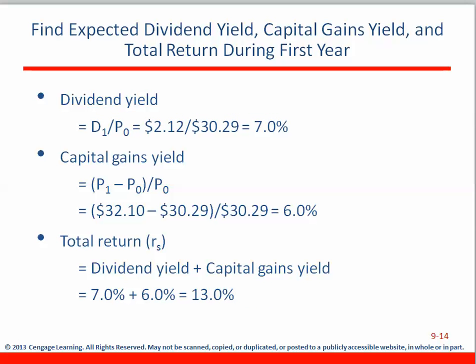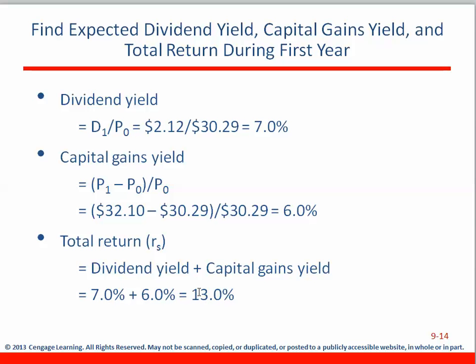So then we can, just like we did with bonds, find the dividend yield, the capital gains yield, and the total return. So the dividend yield is D1 over P0. Here again, the assumption is I buy the stock today for $30.29 and I'm going to get a dividend next year of $2.12. So it's just like the current yield in the bonds. It's D1 over P0, so my dividend yield is 7%. My capital gains yield is P1 minus P0 over P0. So we just figured out 32.10 is P1, 30.29 is P0, and so my capital gains yield is 6%. So my total expected return is 7 plus 6 is 13.